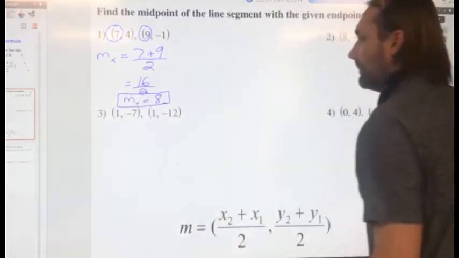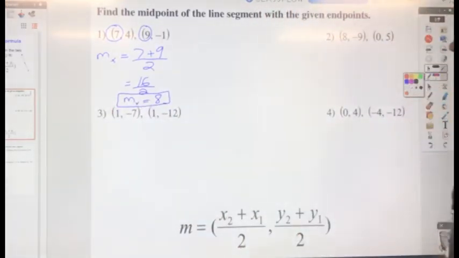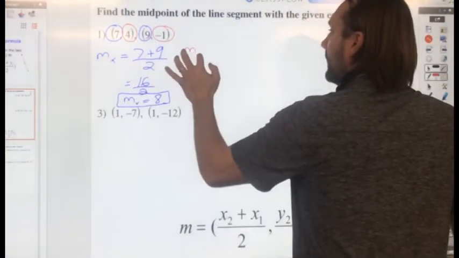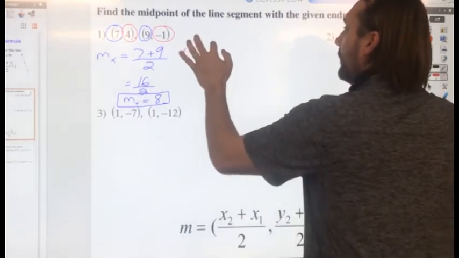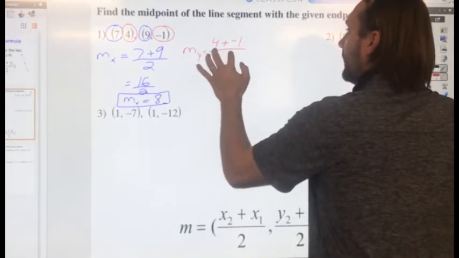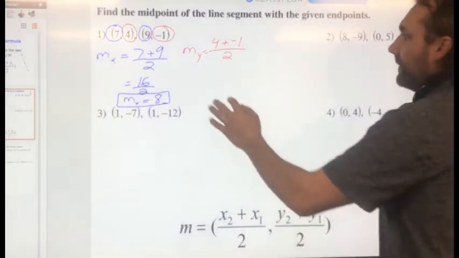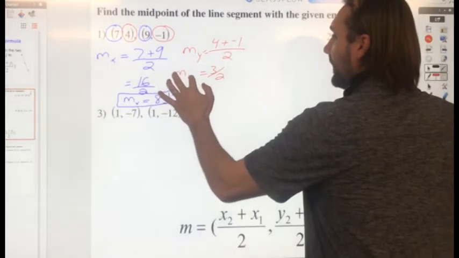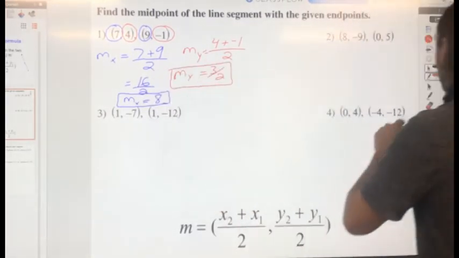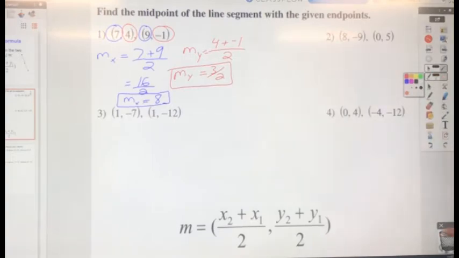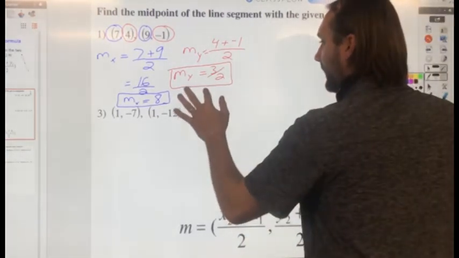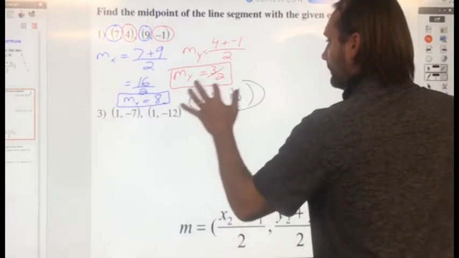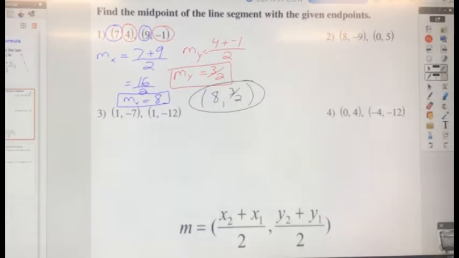Wow, quick math. Now, let's find the midpoint of my y. So I have 4 and negative 1. And my y is 4 plus negative 1 over 2, which comes out to be 3 over 2. And we could go ahead and just keep that as a fraction, 3 over 2. So what is the midpoint between (7, 4) and (9, -1)? Well, that is 8 and 3 halves. That is my midpoint.